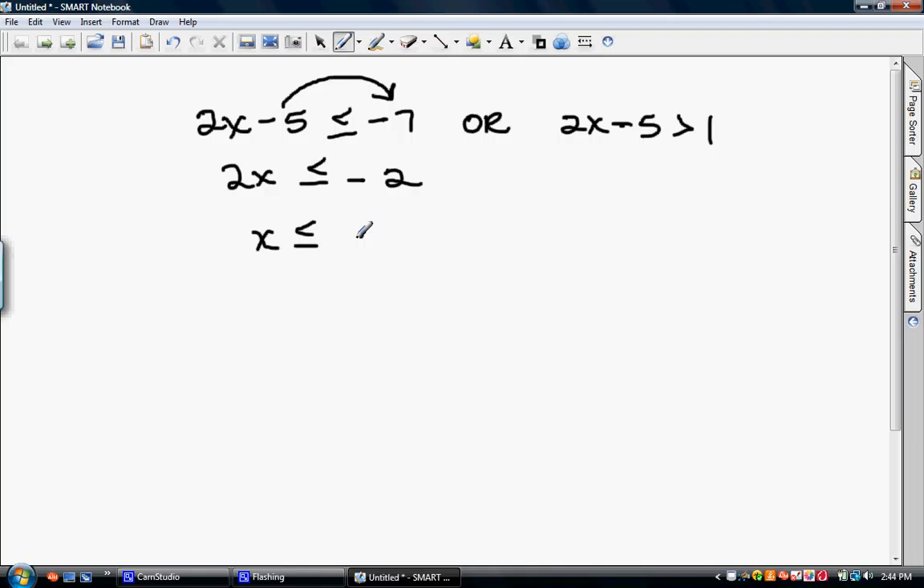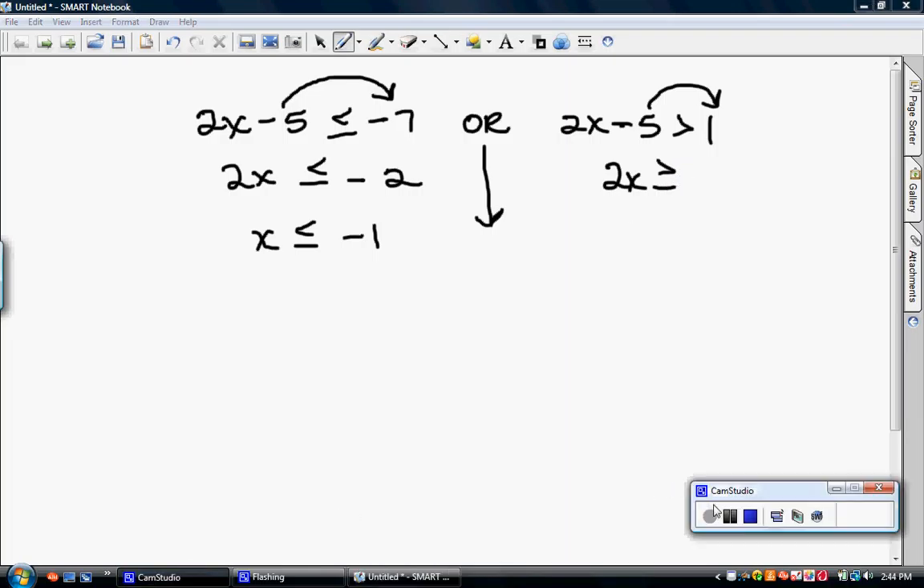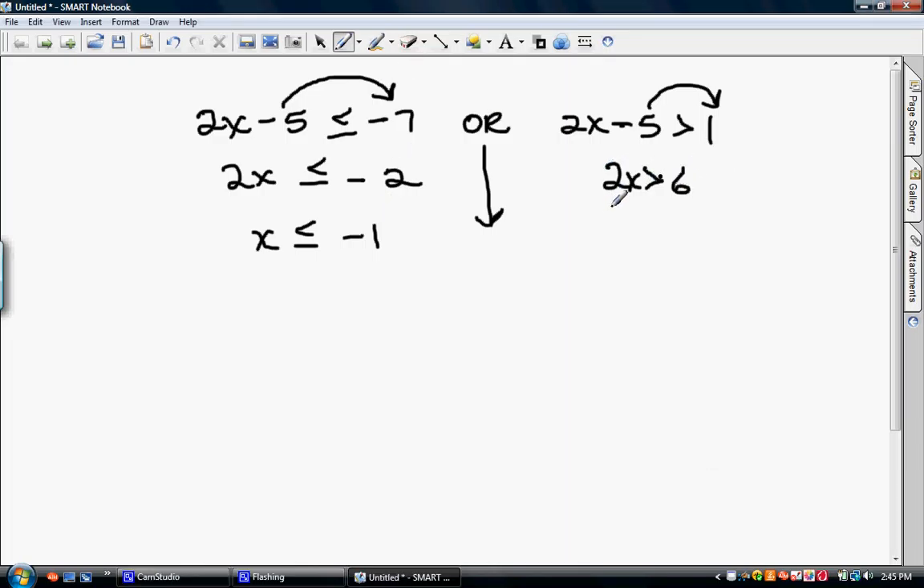And then we still have this other problem here where we add 5 to both sides and we get 2x is greater than, whoops, shouldn't have an equal sign there, should we? Guess we'll need to erase that. We get 2x is greater than 6, and we divide both sides by 2, so we get x is greater than 3. Now this or is still in here, so we actually have two different answers.